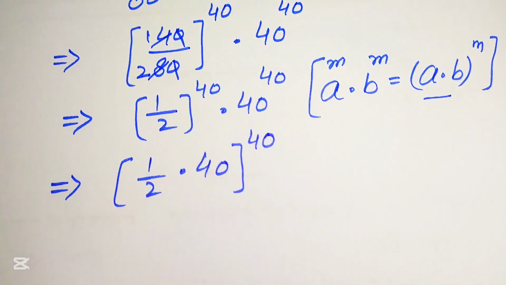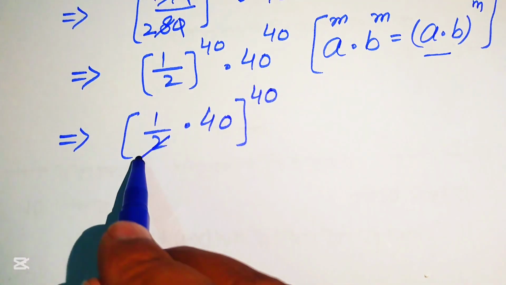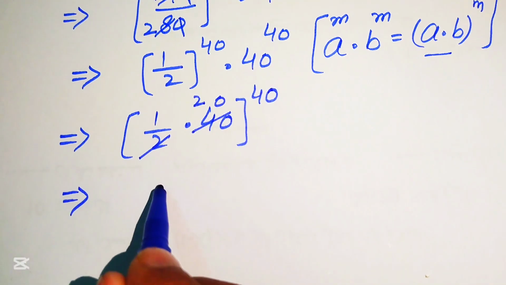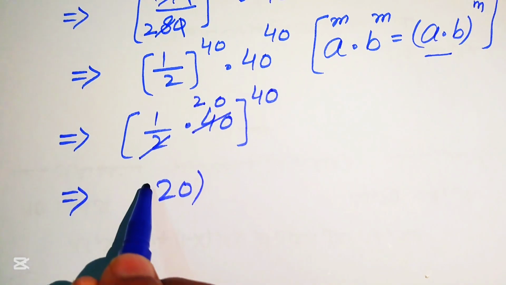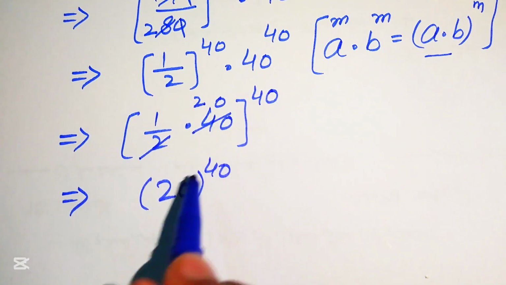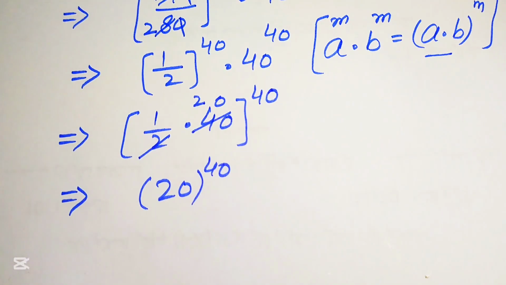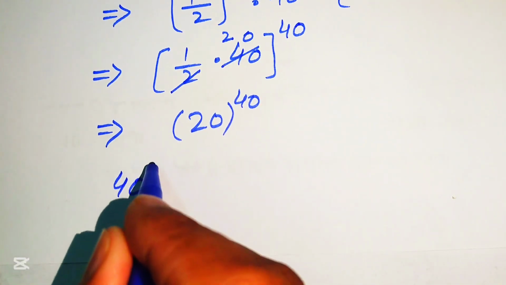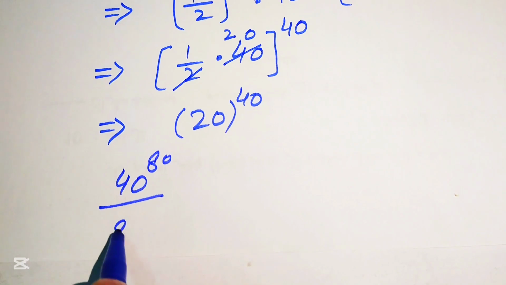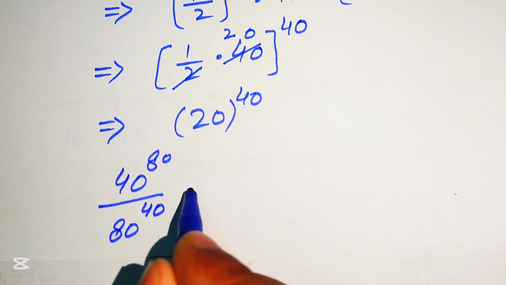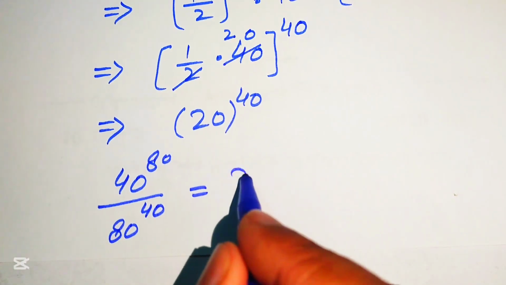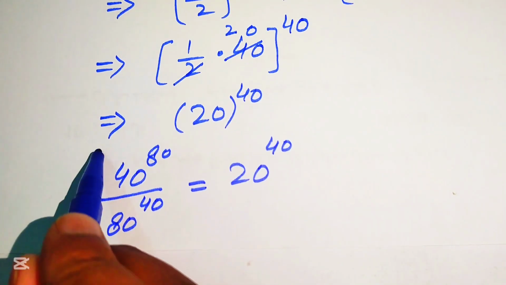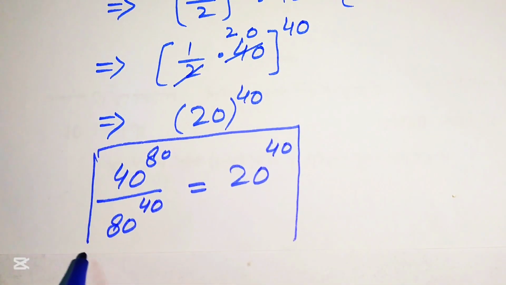In the next step, 2 times 2 is 4 and 0, so we will get 20 to the power of 40. So from the first method, the simplified form of 40 to the power of 80 divided by 80 to the power of 40 is equal to 20 to the power of 40. This is the final answer of this question from method number one.